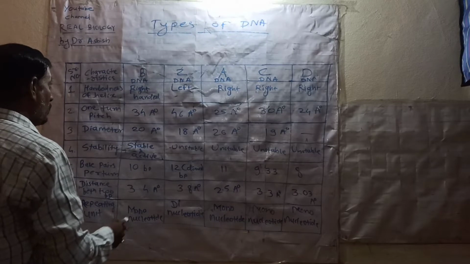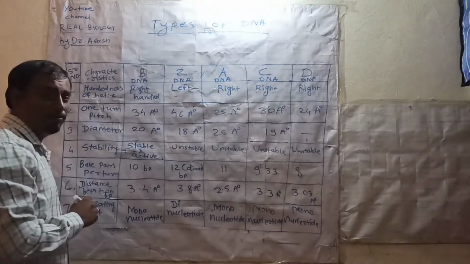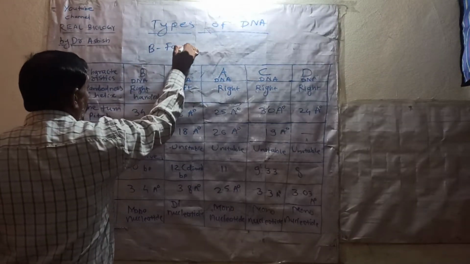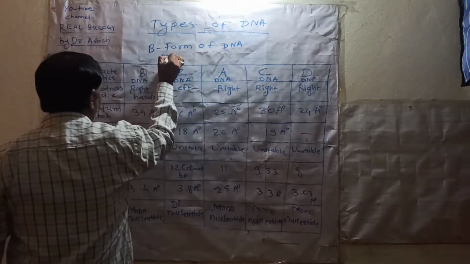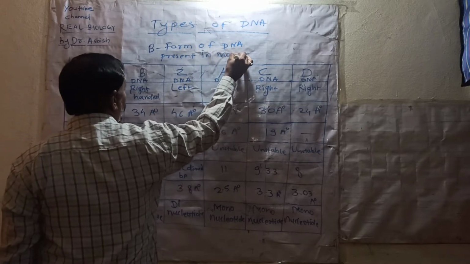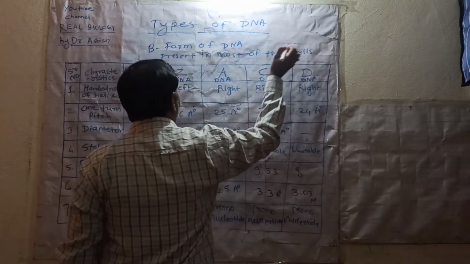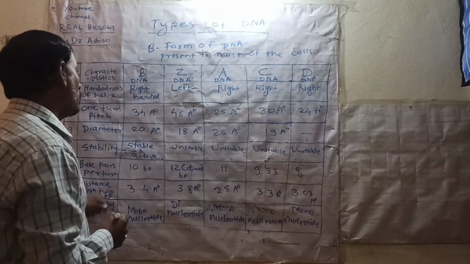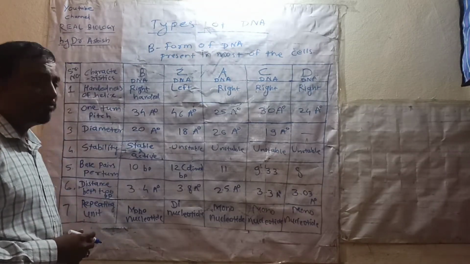The DNA discovered by Mr. Watson and Crick, which is present in most of the living beings, is the B form of DNA. It is present in most living cells. Which form of DNA is predominant? B form of DNA is predominant, which was described by Mr. Watson and Crick in 1953.